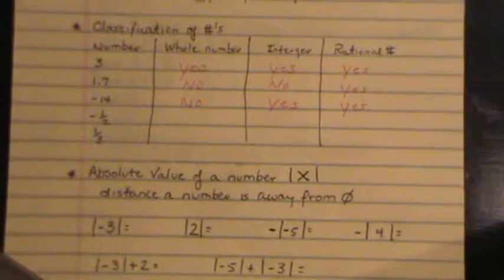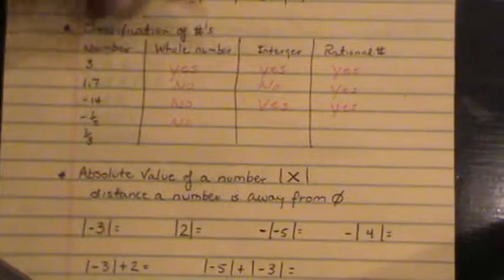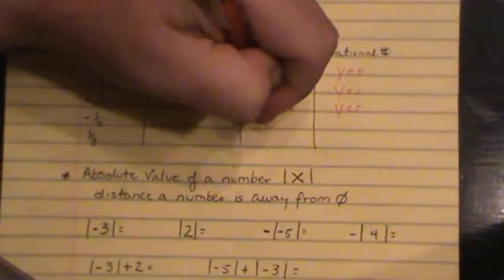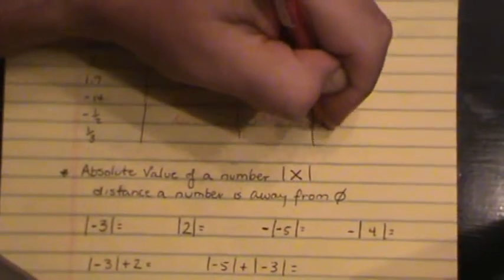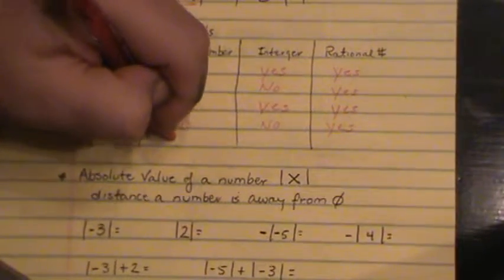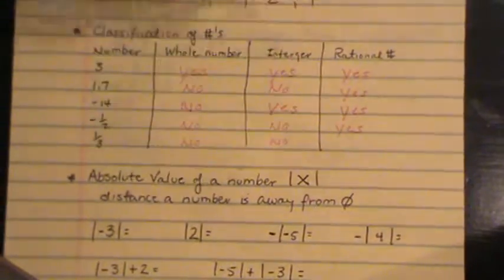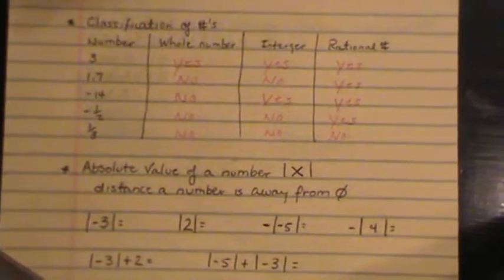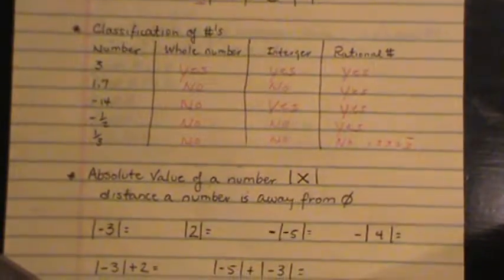A half? No, on a whole number because it's not a counting number. Is it an integer? No, because it would come out into a decimal. Is it a rational number? Yes, it is. And last, 1/3. Is it a whole number? Once again, no. It's not a counting number. Is it an integer? No. And is it a rational number? No. Because if I divide 3 into 1, I'm going to come out with 0.3333 continuing.